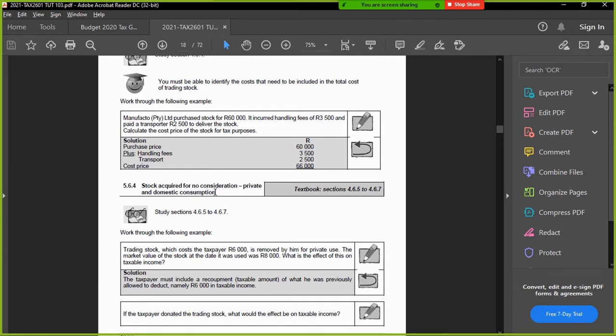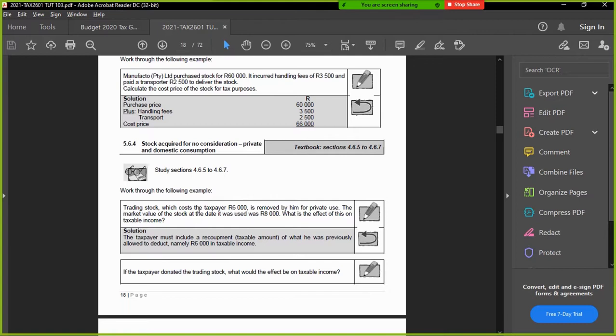Stock acquired for no consideration, private or domestic consumption. Okay, so this is just another consideration where you have private or domestic consumption. So what happens if you take stock for your own use? You can't deduct it. It must be included as a recoupment. So if I buy stock here, the cost to the taxpayer is 6,000, and it is removed by him for private use. I've taken stock for my own use. The market value of the stock to date is used as 8,000.